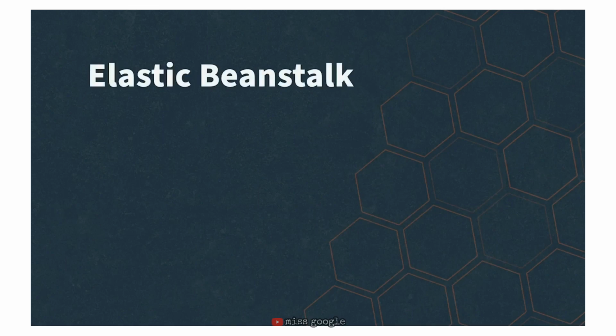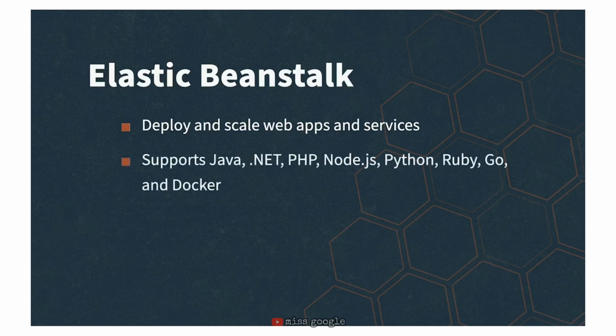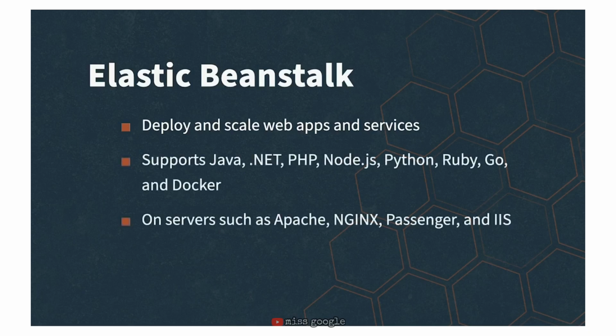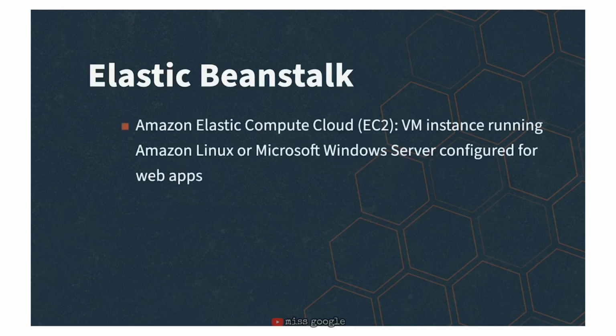Now we're going to talk about Elastic Beanstalk. Elastic Beanstalk is another way to approach AWS development. It helps you deploy and scale web apps and services. It supports a variety of languages and servers. It'll create Elastic Compute Cloud instances for you, or EC2 instances. They can run on Amazon Linux or MS Windows servers configured for your web apps.